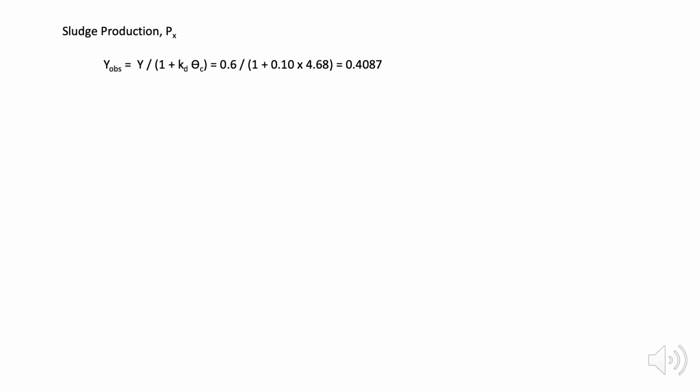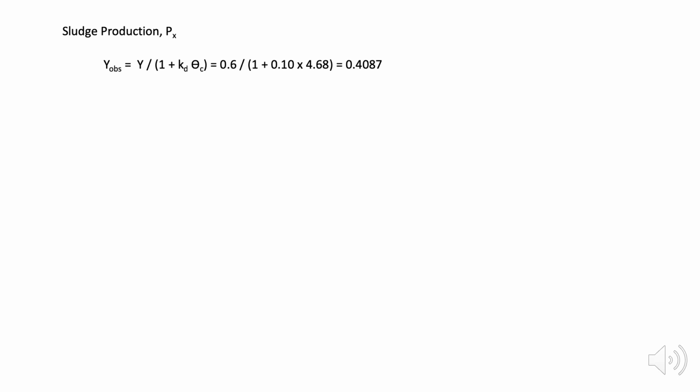Okay, now the next thing I'd like to find out about the system is what quantity of sludge is going to be produced that I'm going to have to deal with. To do that, I need to use the observed yield. The yield, y, that's given in our problem is what we call a theoretical yield, and it's based on the assumption that organisms are not dying and decaying in the system. But we know they are.